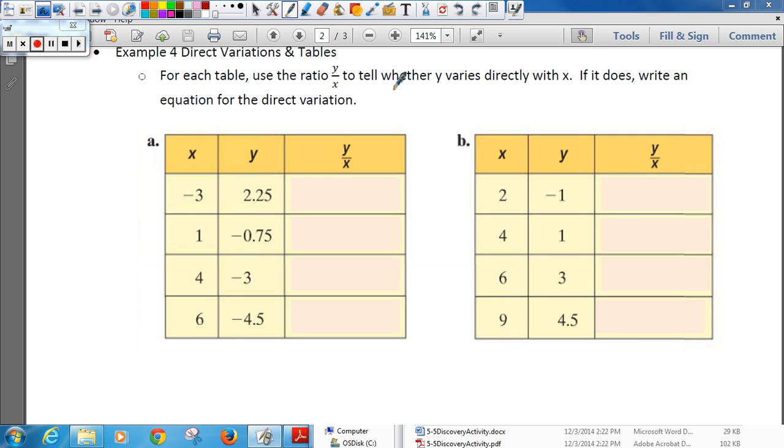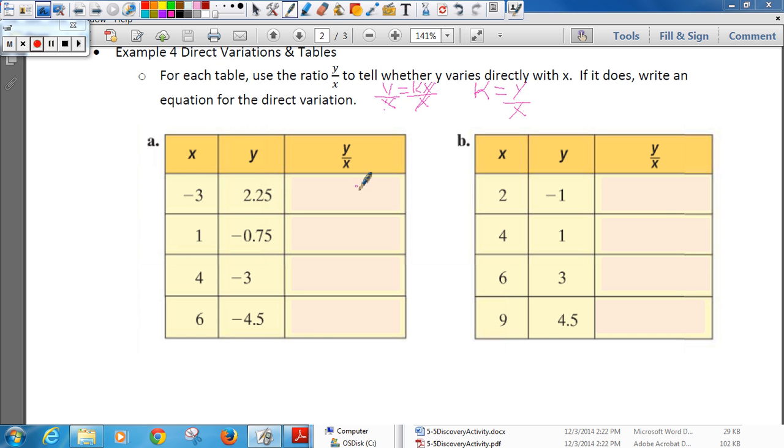How they got this y over x is this. If you have y equals kx, you solve for k by dividing by x. So we have k will always equal y over x. So that's how they got that. That's why we're using that. And now we can go ahead and put this in your calculator or however you want to do it.